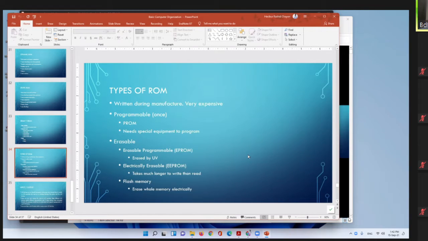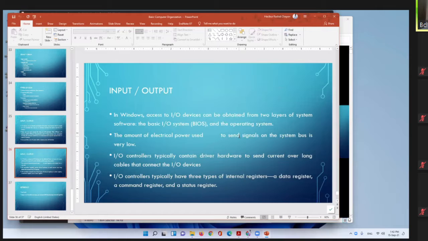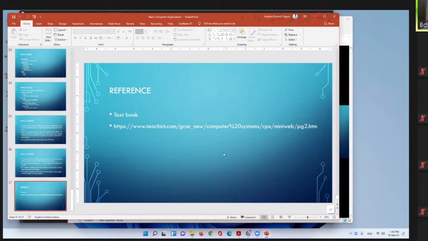One more thing, we have discussed several types of ROM, and here we have discussed 4 types, but in the book there are so many other types. But if you know these 4 types, I think it's enough. There are so many other types of ROM as well, not necessary. Programmable, and there are 3 types of erasable. So hopefully it will be all right. After that, we have discussed input output. That is the end of chapter number 2.